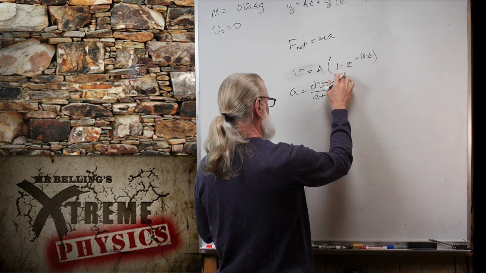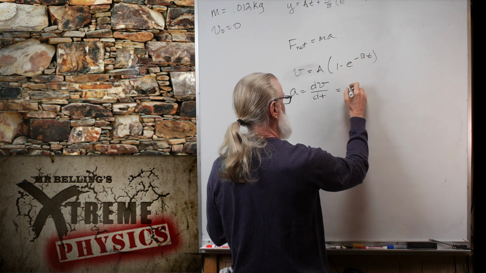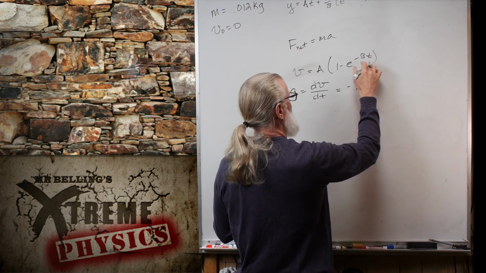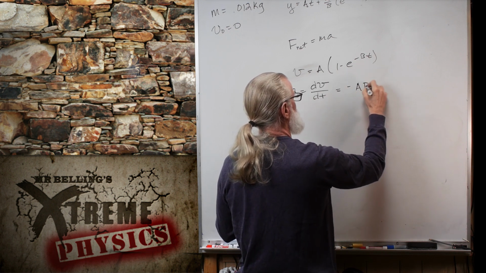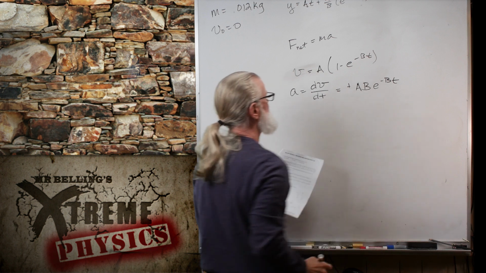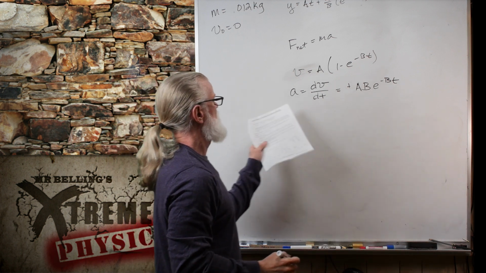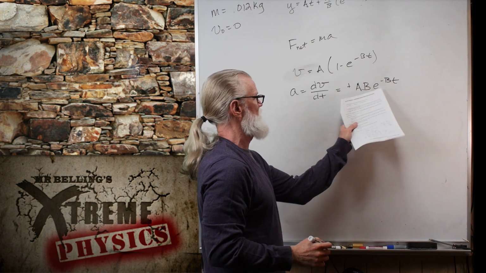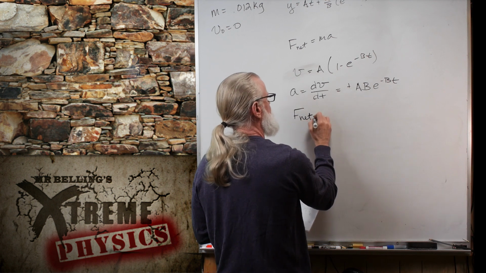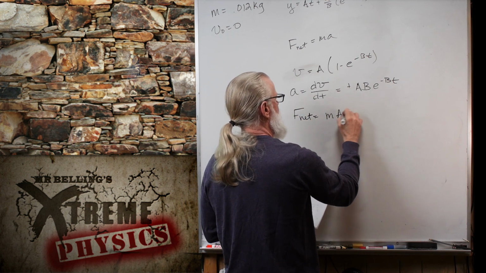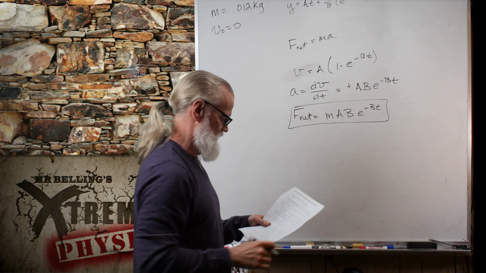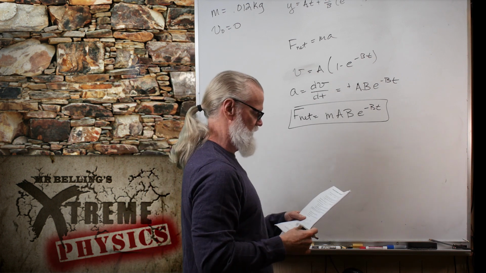So this is just a, which is a constant, so that's not going to contribute at all. So we end up with minus a, and then we're going to go minus b, so that's plus, and then e to the minus bt. Right? So there we go. So the derivative of this is ab e to the minus bt. And that's what they want, the net force. So F net equals m a b e to the minus bt. There's the net force.